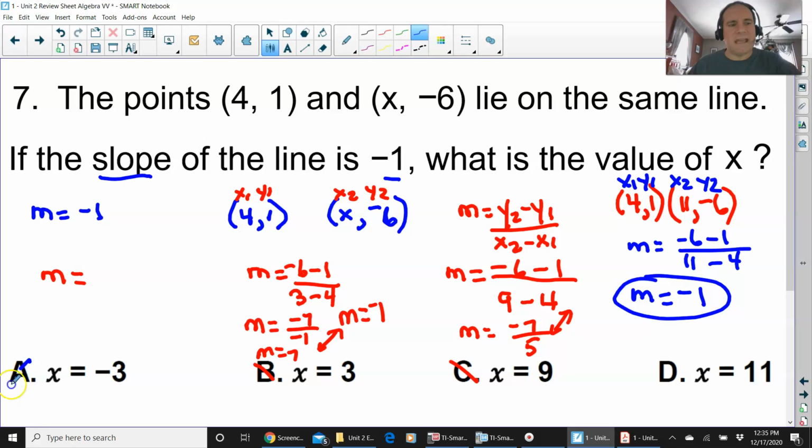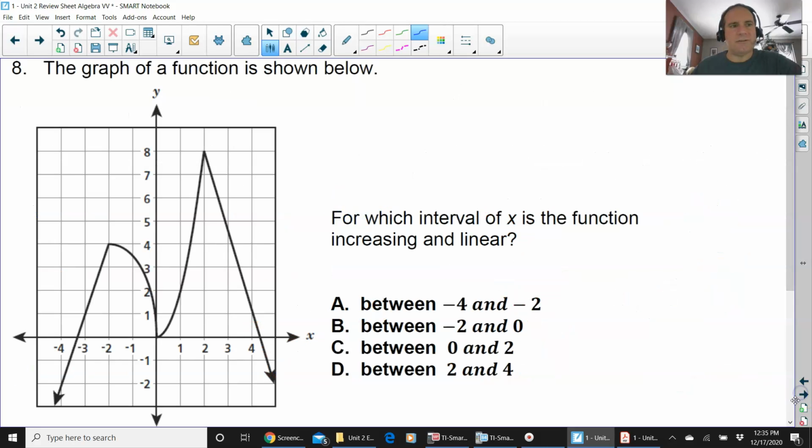That is it. We do not have to try the others. See how I avoided A? Because it was negative. I mean, it was fine, we could use the calculator and everything. D is your answer. When you substitute 11 in for this x, you will get a slope of negative 1, and that's it. That's how you do number 7.